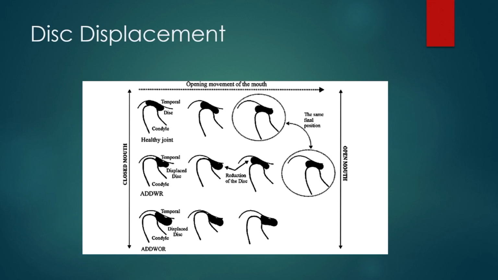So these are the problems that can happen with the disc. Basically, in a healthy joint, as we have at the top, as you open and you translate, the disc stays right between the condyle and the eminence, okay? So you end up at the end of the eminence with the disc in between.